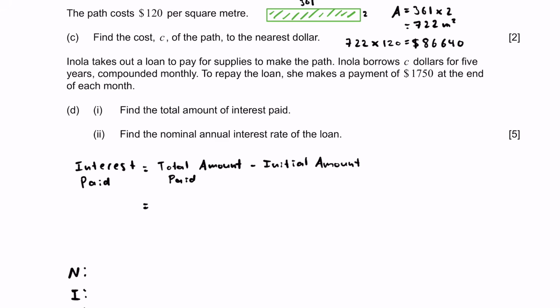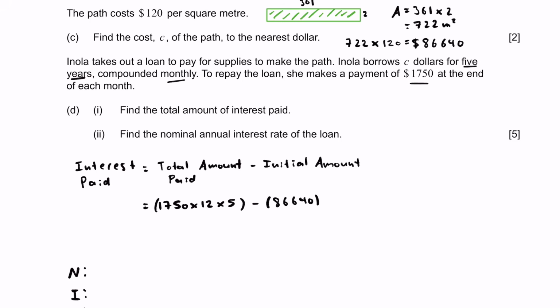So how much did she pay back to the bank? Well, over 5 years, she made monthly payments and she paid $1,750 each month. So $1,750 times 12. So every year she made 12 of these payments. And she did this for 5 years. That's the total amount that she paid back. And the initial amount that she borrowed was $86,640 to build this path.